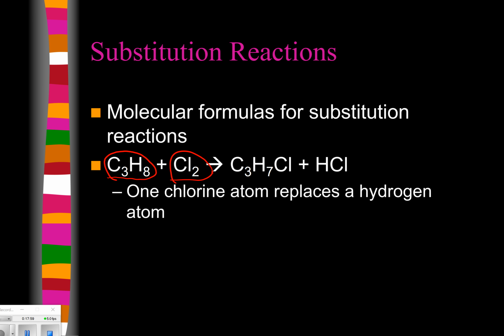Now we see that the number of hydrogens decreases here, and that hydrogen reforms with the remaining chlorine. So we can see that one chlorine replaces the hydrogen just by looking at the molecular formula. And that's relatively easy to see. Our number of hydrogens decreases, and we add a chlorine in place of that hydrogen.